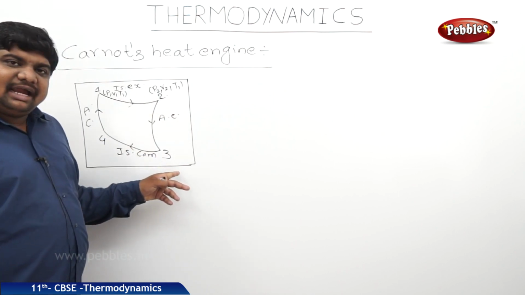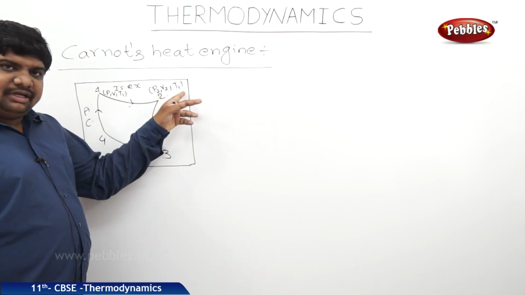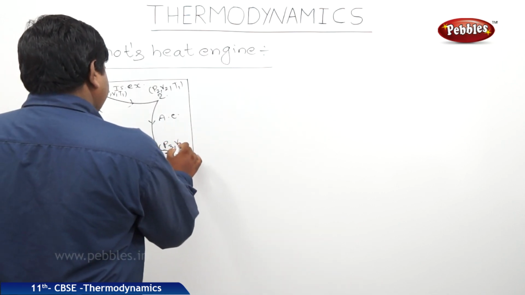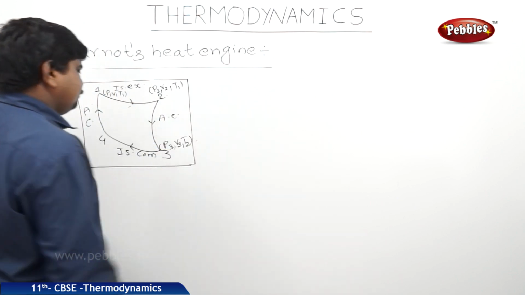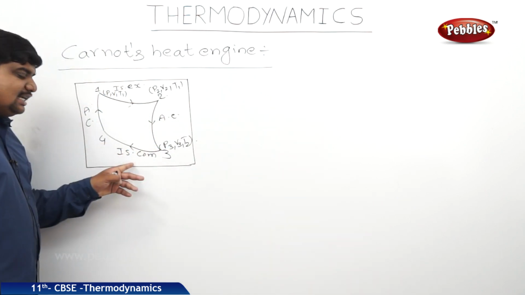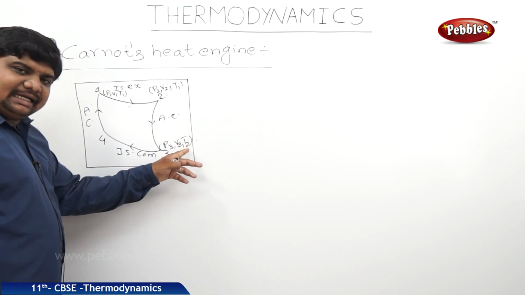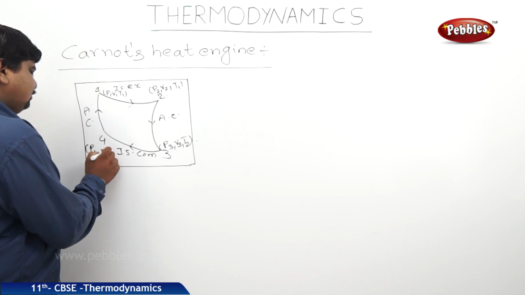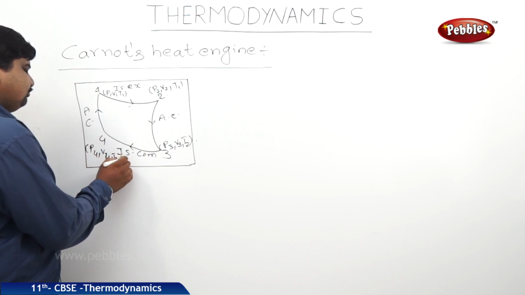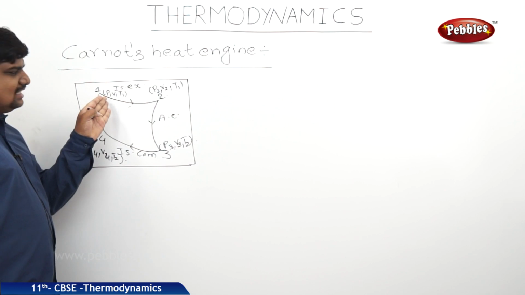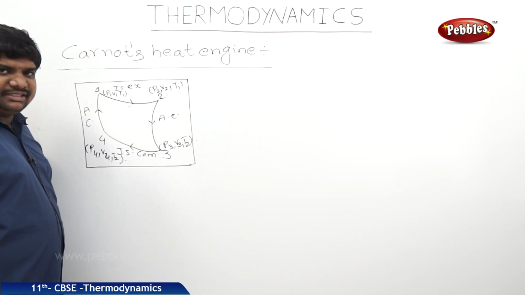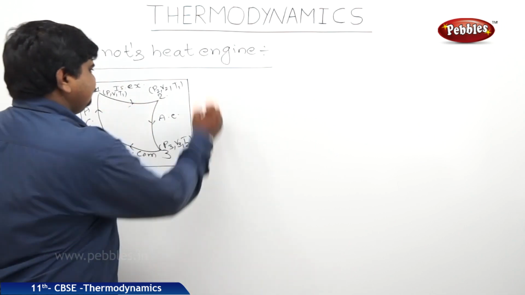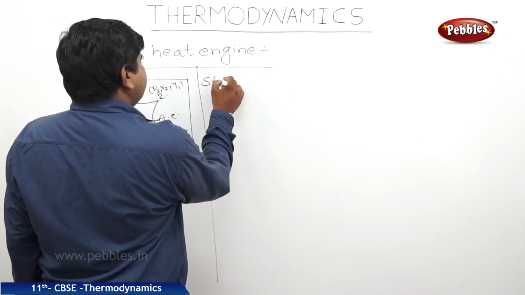2 to 3 is adiabatic expansion. So P2, V2, T1 is converting to P3, V3, T2. This 3 to 4 is isothermal compression, meaning we are keeping temperature constant but P and V will change, like this: P4, V4, T2. Then it reaches the initial state 1 by adiabatic compression. Now we will find the work done in each step. Step 1 to 2.